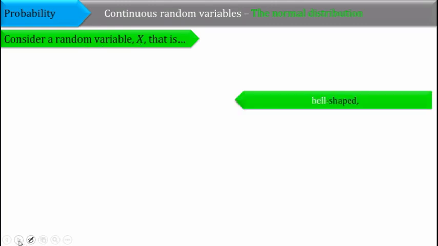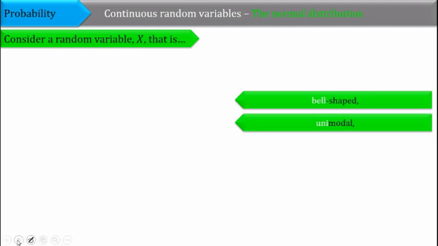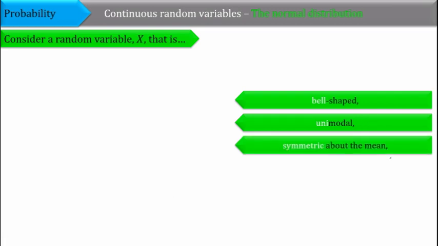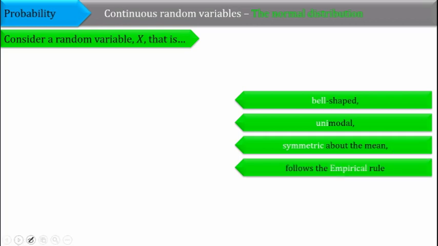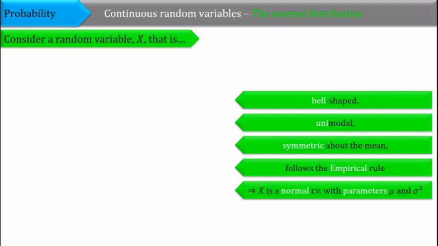If it is bell-shaped, do you know how bell-shaped looks? It looks like that, almost. If it's bell-shaped and unimodal, which means one peak only, and if it is symmetric about the mean, so the mean is in the middle, and it follows the empirical rule, then we can say that X is a normal random variable with parameters mu and sigma squared.